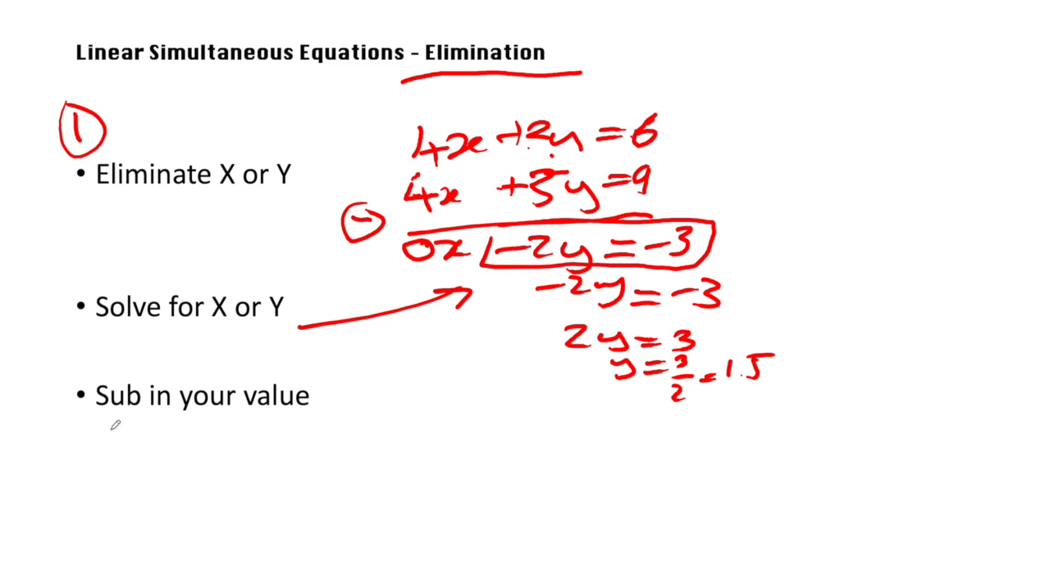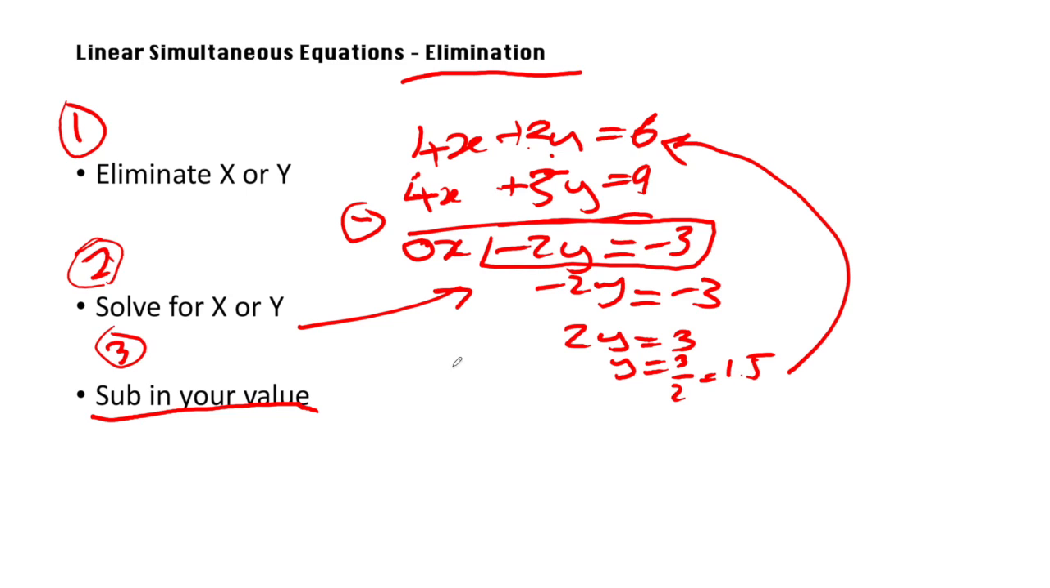Now your last step of the method, so step 3. So if this is 1, this is 2, and this is 3. Your third step is to sub this y value back into any one of these equations at the start. So I'm going to sub it into the top one. So you've got 4x plus 3 times 1.5 equals 6.